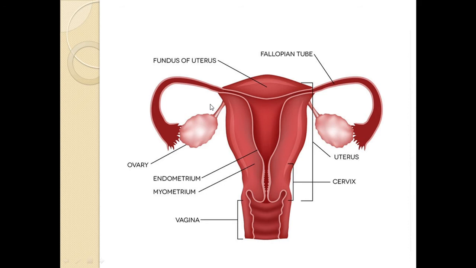Each ovary is covered by a thin layer of skin. That thin layer is called the epithelium. It encloses the ovarian stroma. The stroma is divided into two zones, a peripheral cortex and an inner medulla.